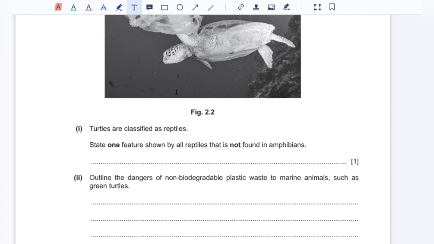So the reptiles have scaly skin, rubbery eggs, internal fertilization, and they also lay eggs on the land, whereas amphibians do not. You can write any one of them.